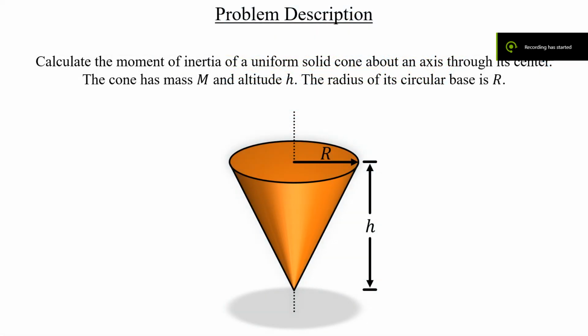Today's problem wants us to find the moment of inertia of a solid cone. And there's only three things about the cone that are provided: its mass, its height, and the radius of its base. Now, that doesn't seem like a whole lot to work with, but it's actually all that we need. I'll show you how it's done.